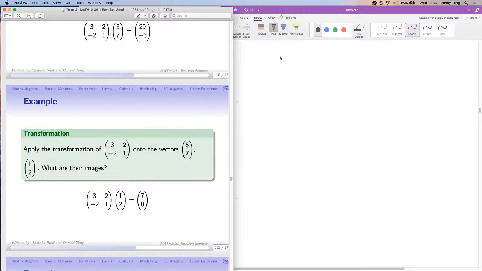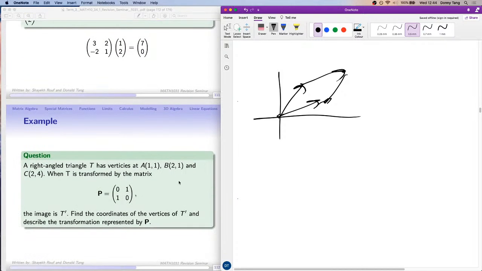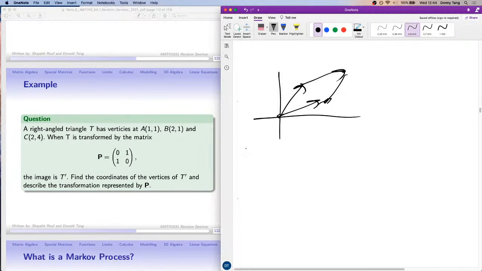The thing about it is, when you apply a transformation onto vectors, they will form different shapes. For example, if you have a square and you shift all its vertices, this is going to create a new square that is squished or translated, and it's going to have a different area and different properties. So let's take a look at an example of a question. A right-angled triangle T has vertices at (1, 1), (2, 1), and (2, 4). When T is transformed by the matrix P, the image is T dash. Find the coordinates of the vertices of T dash and describe the transformation represented by P.